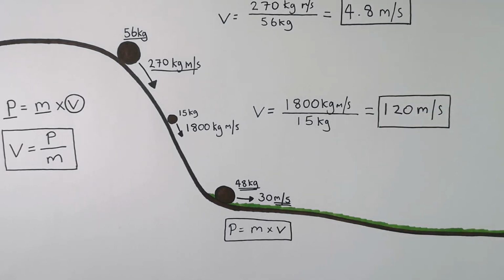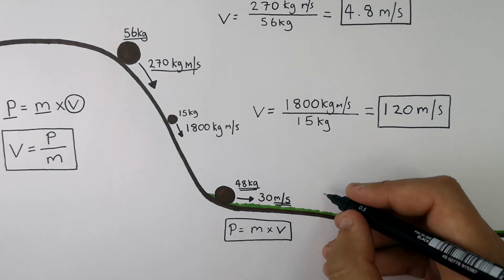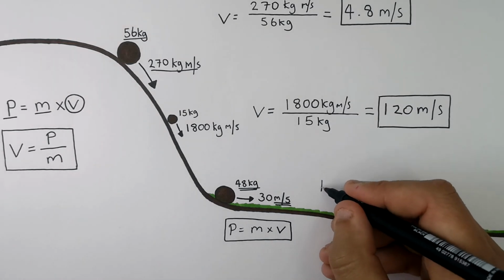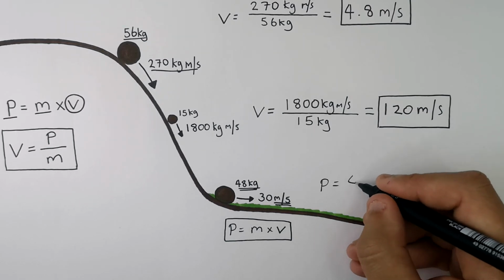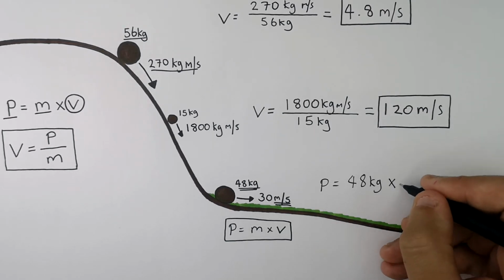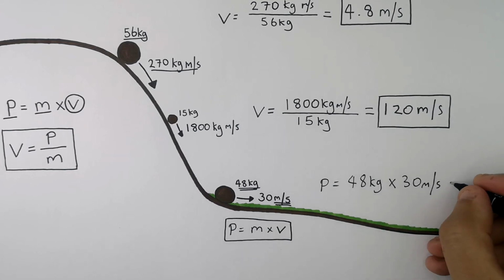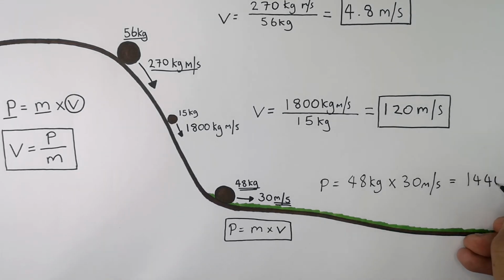So in the last example, we've got the rock's mass and velocity, so we can work out the momentum of this rock. So it's P equals m times v. So P equals 48 kilograms times 30 meters per second. So that means the momentum of this rock is 1,440 kilogram meters per second.